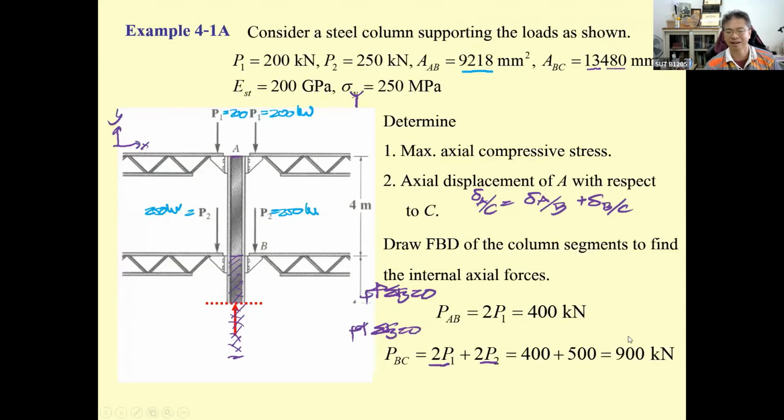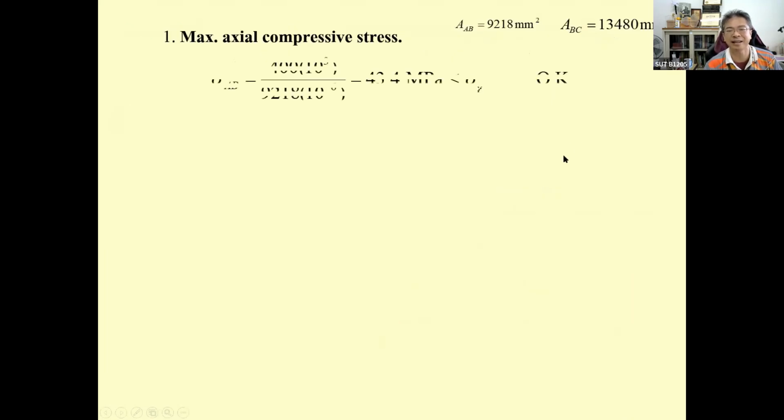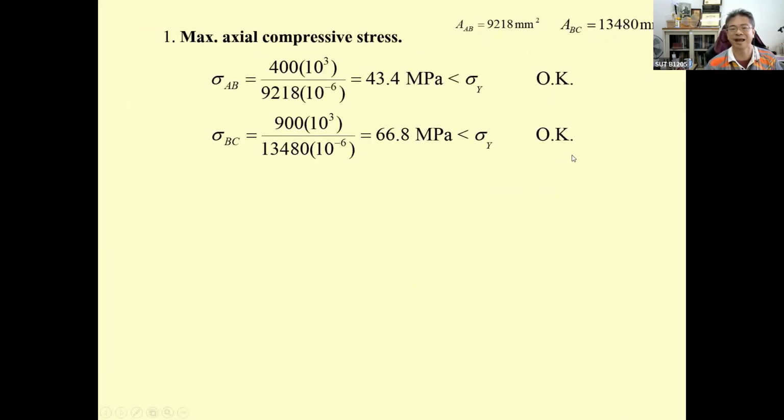So for the stress, the 400 must be divided by 9,280. The 900 must be divided by 13,480. And then you get the stress. When you compare them, you get the maximum of 66.8, and it's less than the yielding stress. So the material is going to have linear elastic behavior.